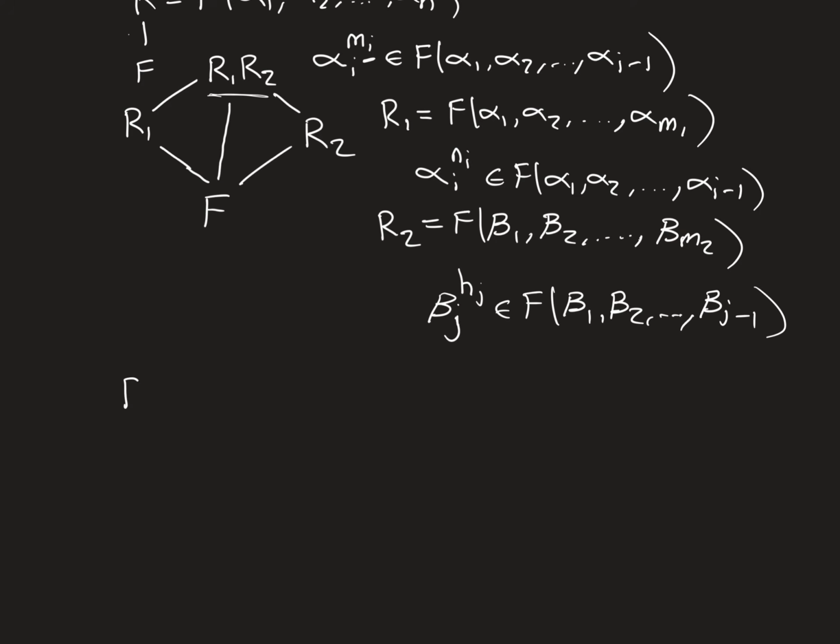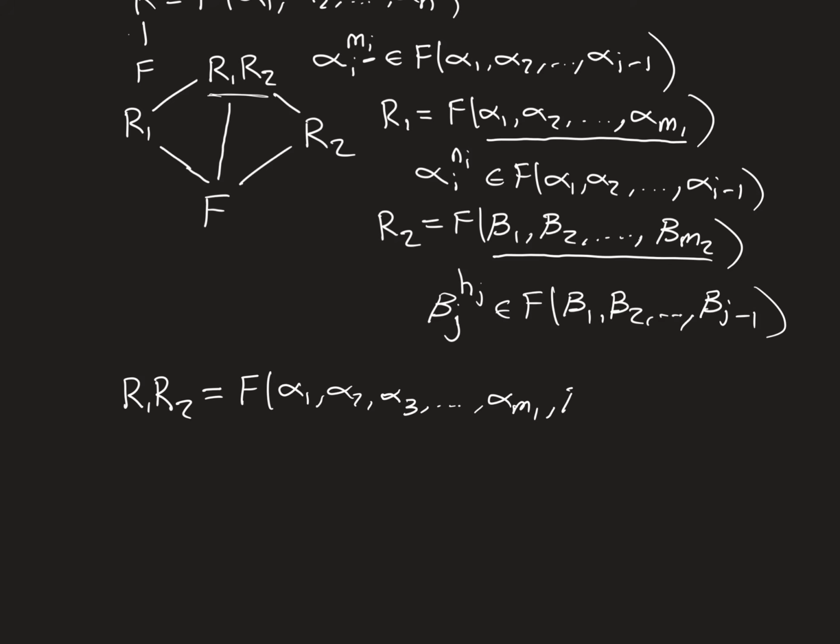Now, what then will be the compositum of R1, R2? Because it's the smallest subfield that contains both R1 and R2, it will have to contain all of their generators. So all of these elements, the alpha 1, alpha 2, all the way up to alpha m1, it'll have to be in R1, R2. And all of these elements, beta 1, beta 2, all the way up to beta m2, they'll all have to be in R1, R2 as well. So therefore, R1, R2 is going to be f adjoin alpha 1, alpha 2, alpha 3, all the way up to alpha m1, and then beta 1, beta 2, all the way up to beta m2.